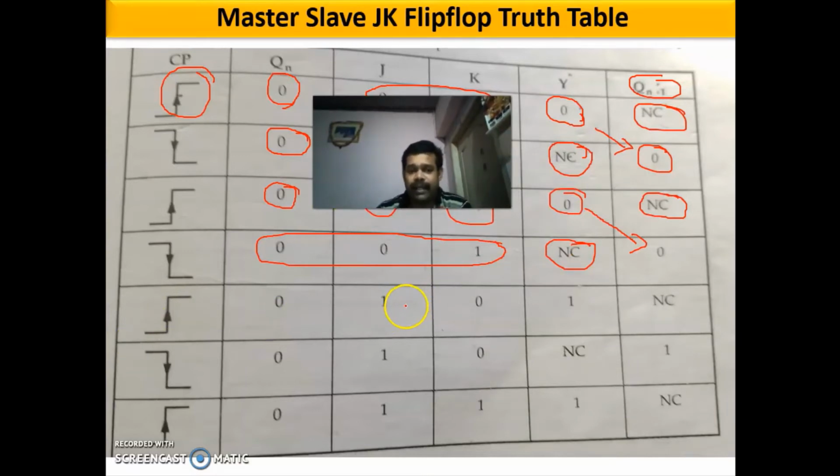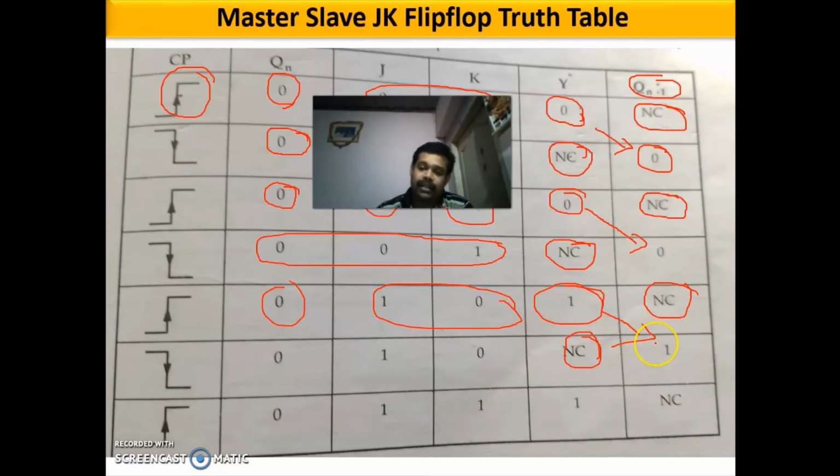We are taking the present state Q as 0, J as 1 and K as 0. If J is 1 and K is 0, whatever you have in the present state, the next state is 1. The slave will be disabled during the positive edge, so you have no change. During the negative edge, your master will be disabled. Whatever you had in the master during the previous clock edge will be copied by your slave.